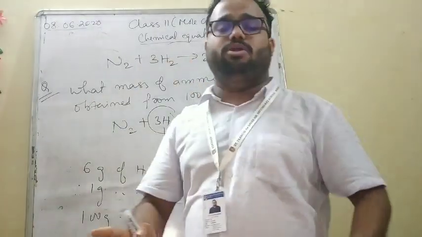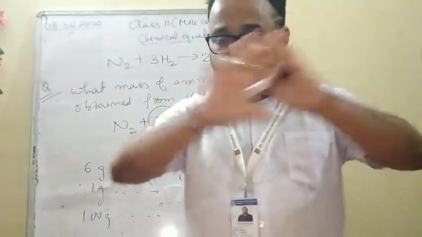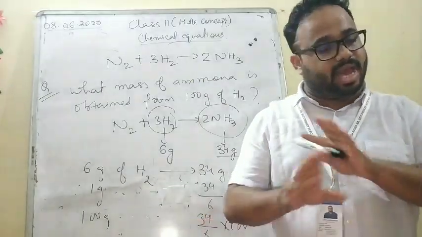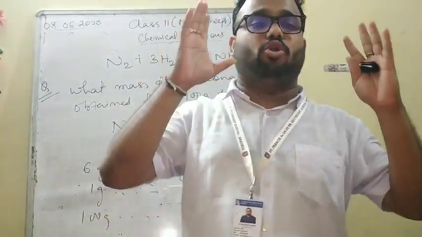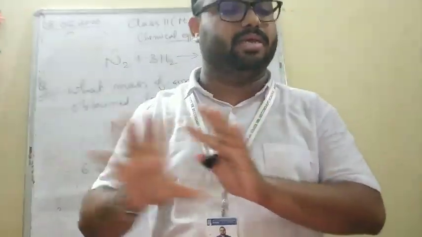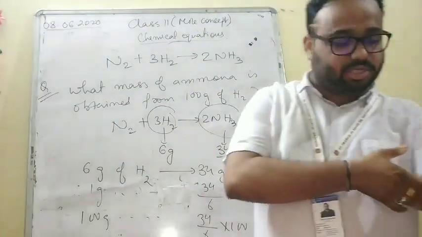Same thing, same unitary method, everything is same. Just for whatever you have to find out, write the original one from the equation and then you compare. Everything remains the same. Whatever they tell you to find out, you write the original one from the equation and then you compare. That's it. So regarding this, I'll give you some other questions to practice.